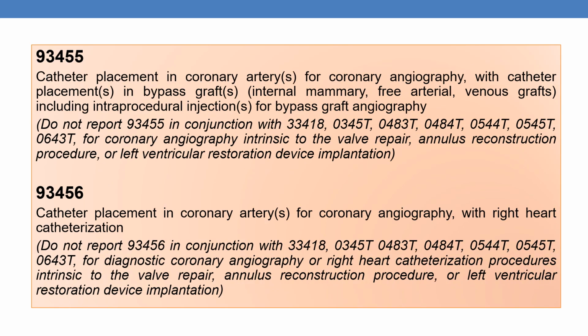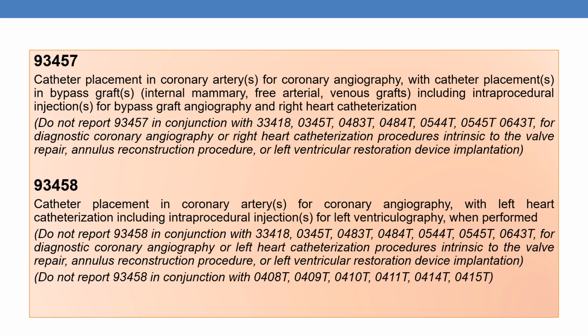Next is 93455. It includes the catheter placement in bypass graft. Previously it was native coronary artery. Catheter placement in bypass graft is given by the code 93455. Catheter placement with right heart catheterization is given by the code 93456.